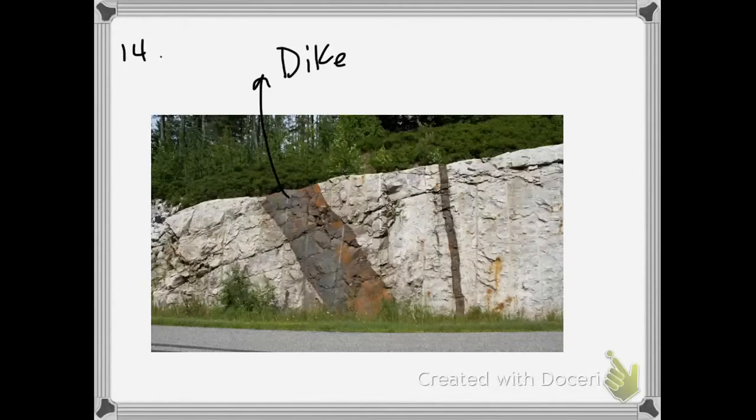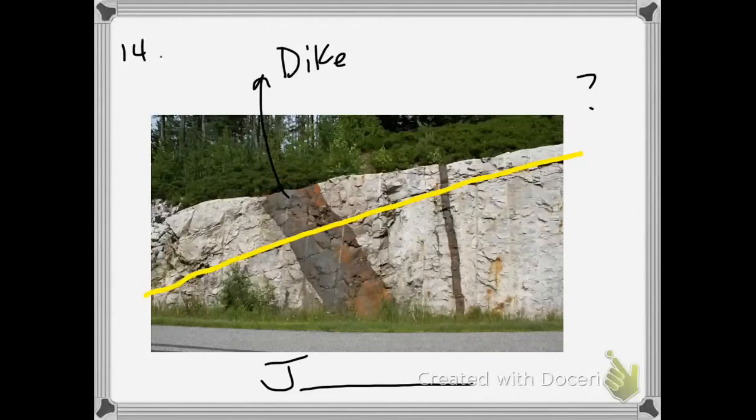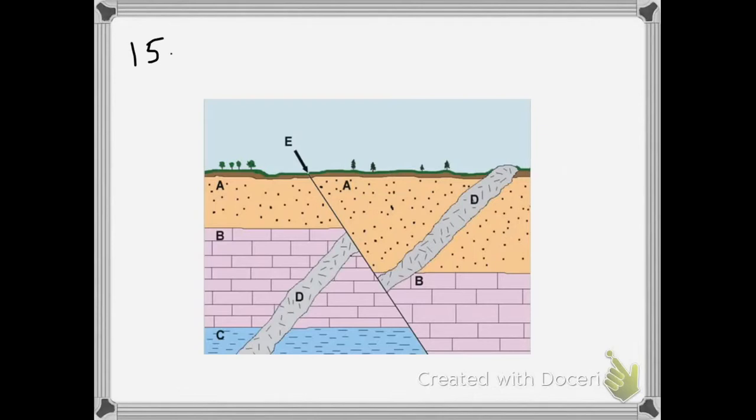It's a discordant tabular pluton, but I'm more interested in this crack. So what is this crack called? Well, I don't see any evidence of displacement, so you would call that a joint. And what has caused that crack or joint to form? The answer is that it's been formed by some type of regional stress: compressional, tensional, or shear.